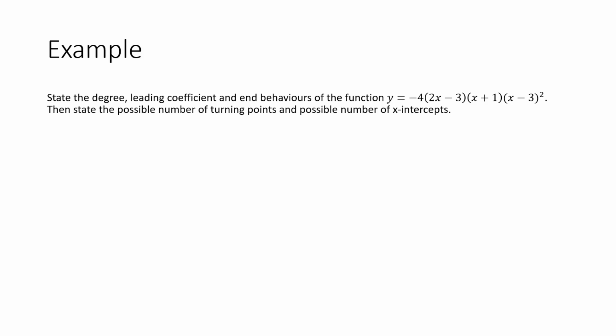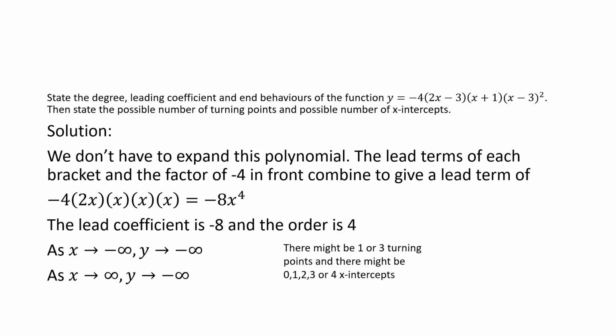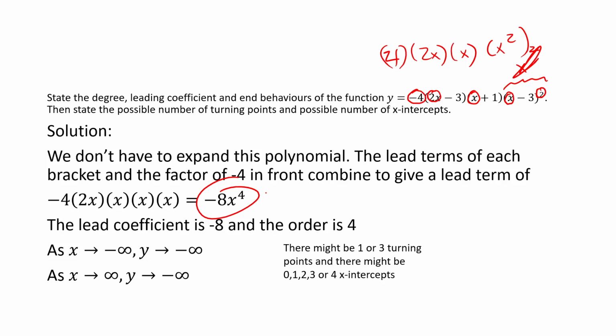Why don't we state the degree, leading coefficient, and end behaviors of the function shown? Well, we don't have to expand this polynomial. The lead terms of each bracket and the factor of -4 in front combine to give a lead term of -8x to the 4. In other words, just take this -4, this 2x, this x, and this x along with this squared, so this is kind of like an x squared. So let's multiply those, a -4 and a 2x and an x and an x squared. Sorry, this should have been a -4 in front. When you do that, you get -8x to the 4. That tells me that the lead coefficient is -8 and the degree is 4.